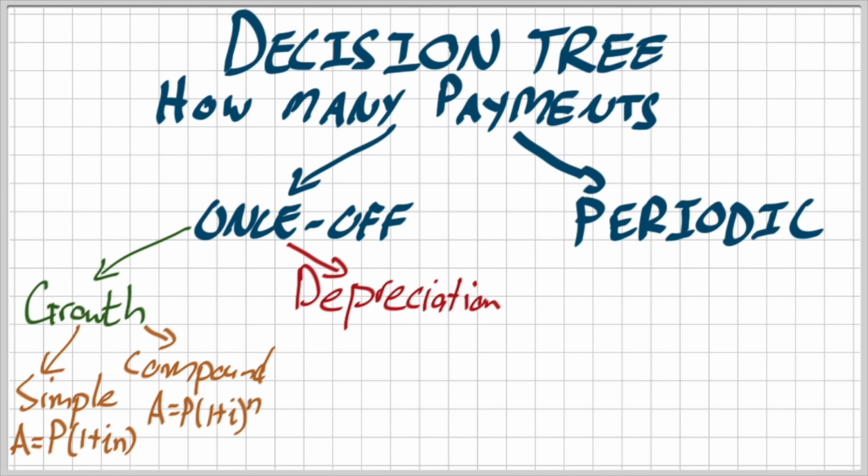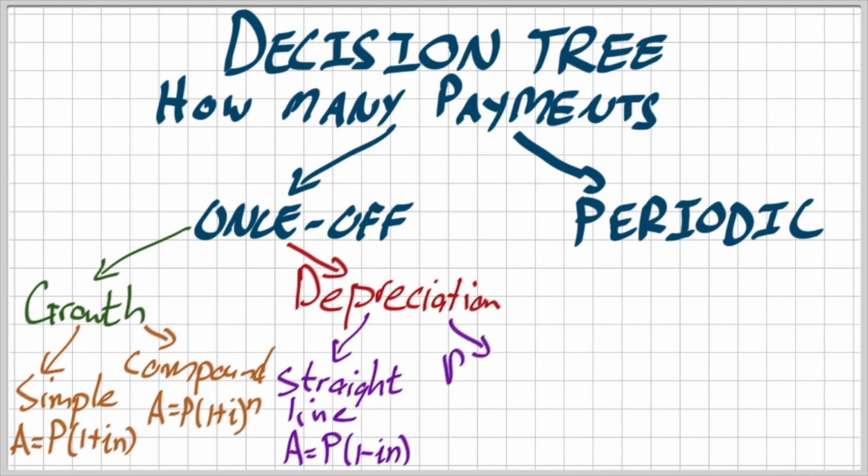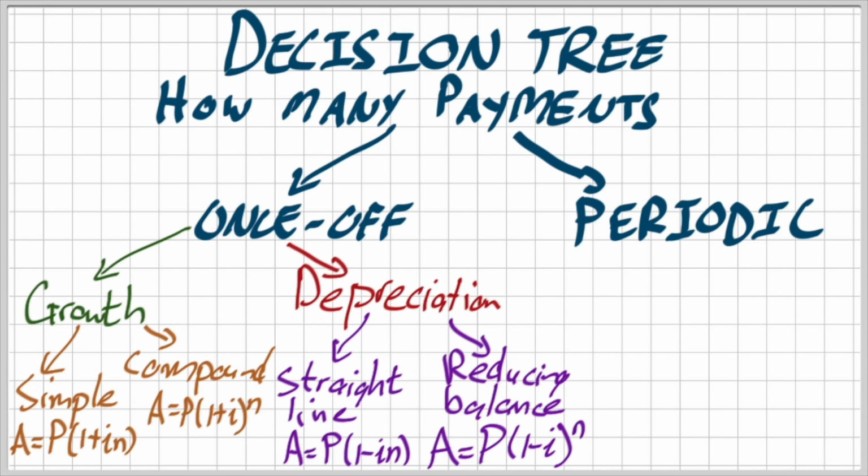Now, for compound growth, remember that includes things like population growth. It also includes inflation. But when I look at depreciation, depreciation can either be on a straight line method, where I use almost a simple growth but with a minus, or it could happen at reducing balance method, where I use compound growth but with a minus in the bracket. Now, periodic is your grade 12 work.